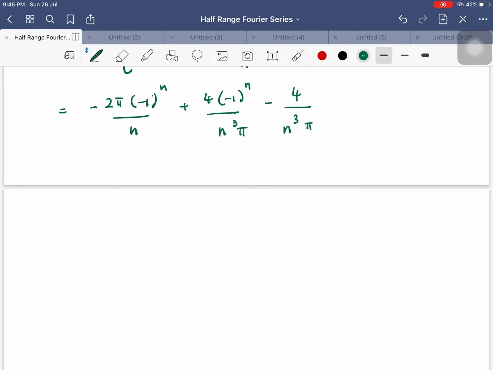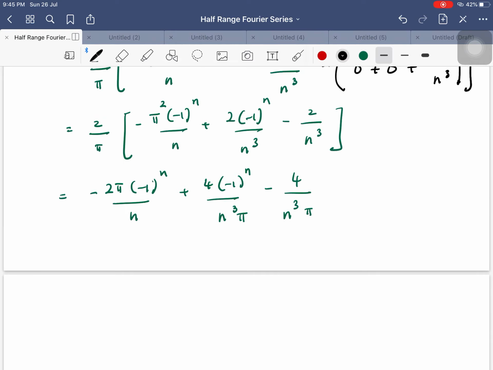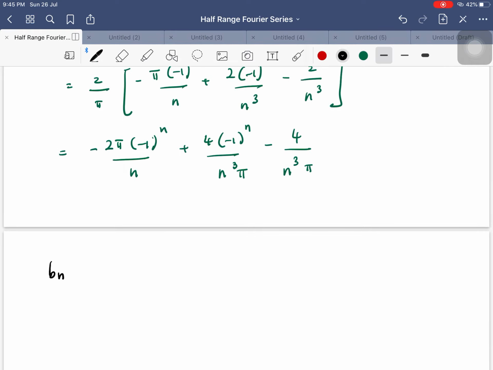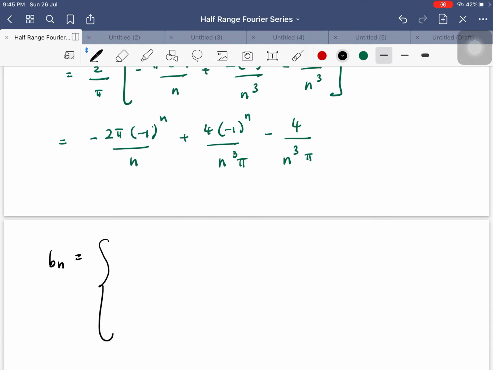Okay, so here what happened is that this is going to be my Bn, and I'm going to get different cases for n even and odd. So let's first have a look at what happens when my n is even. When n is even, negative 1 to the power of n is going to be 1. So I'm going to have negative 2 pi over n.